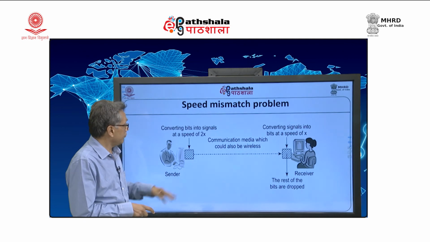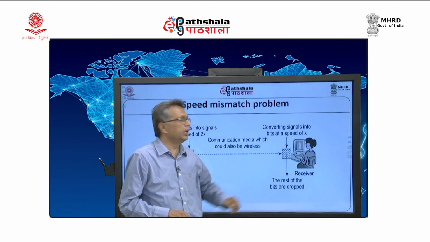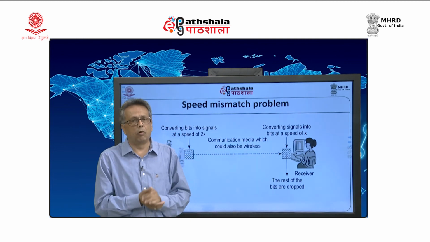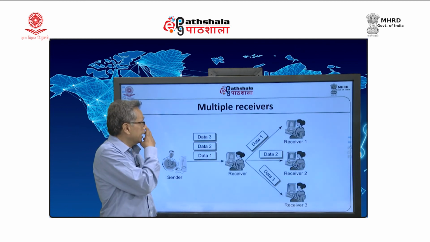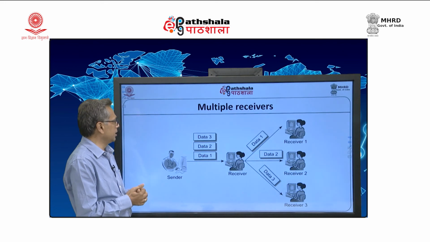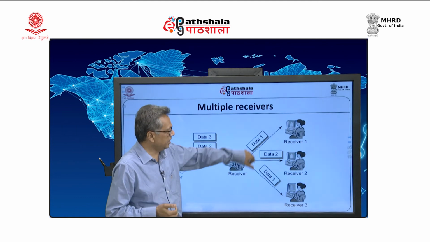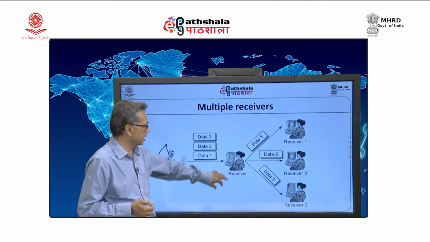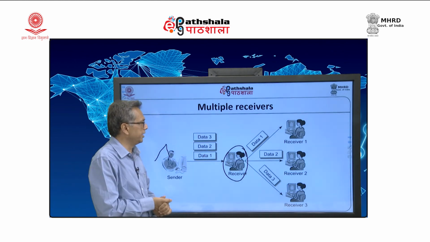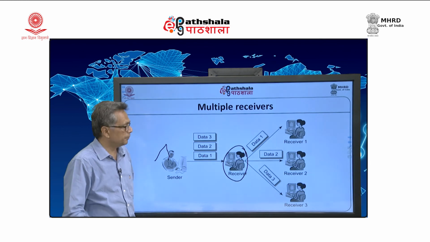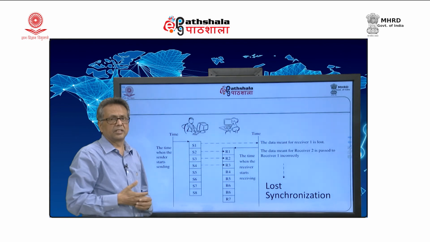Okay. Now, here is a speed mismatch issue. This guy is sending at 2x and the receiver is only capable of handling data at x. Obviously, half of the data is just lost. Okay. Here is the case where you have multiple receivers. I am sending 3 bunches of data, where each receiver will get its share, and this is basically a device which actually converts this into 3 different paths. Okay. Now, this is the third case, where sender and receiver are out of sync.